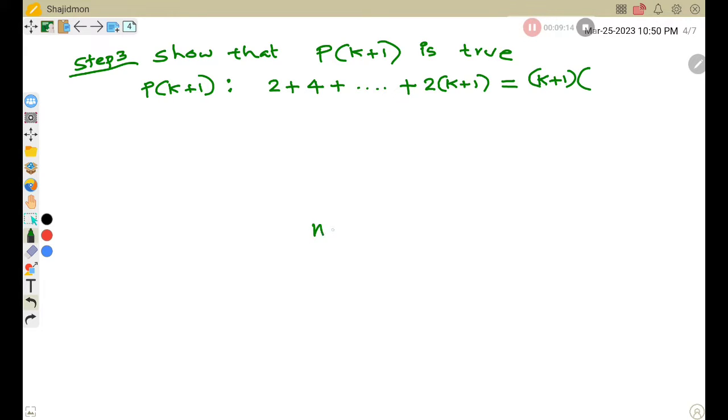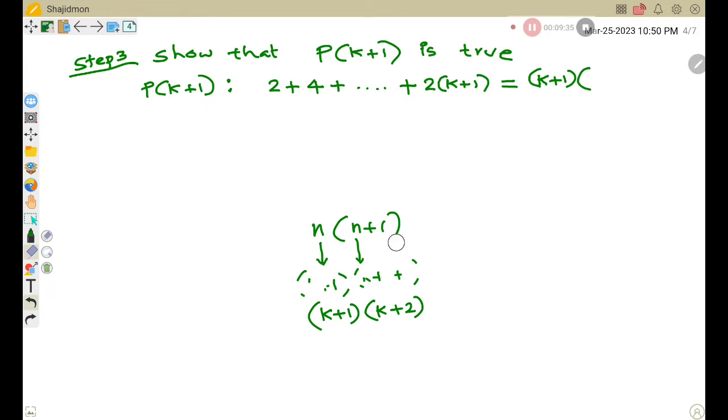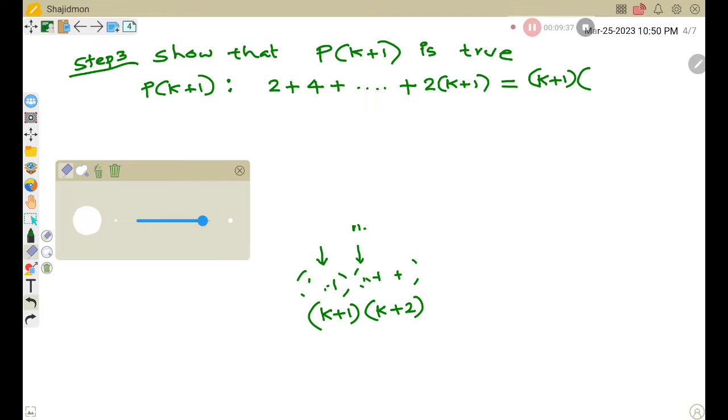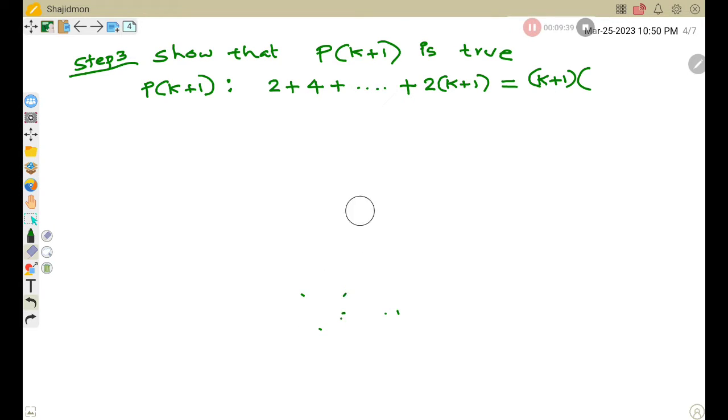N plus 1 means n into n plus 1. Instead of this n, we are writing k plus 1. So here this n becomes k plus 1, and n plus 1 becomes k plus 1 plus 1. So what will we get? k plus 1 multiply k plus 1 plus 1, which means k plus 2, correct? So this is what we are writing here. P of k plus 1 equals k plus 1 multiply k plus 2. This is what we need to prove here.